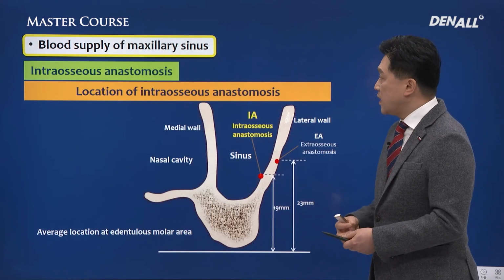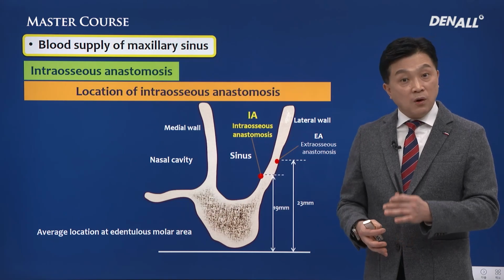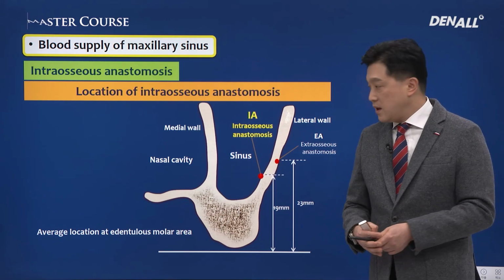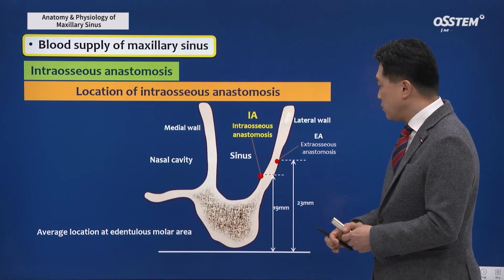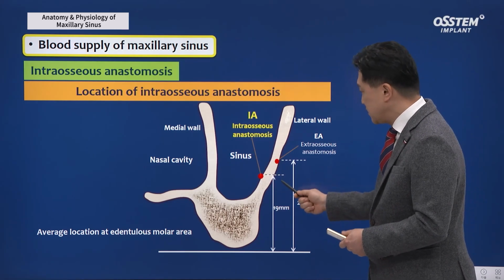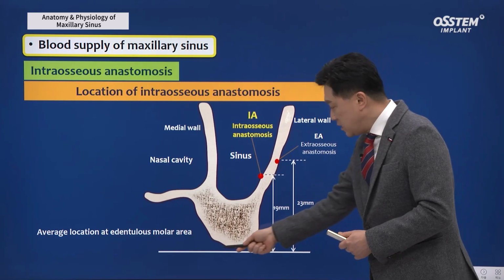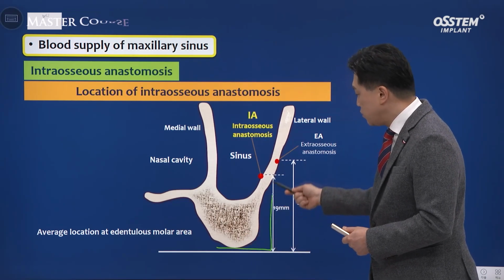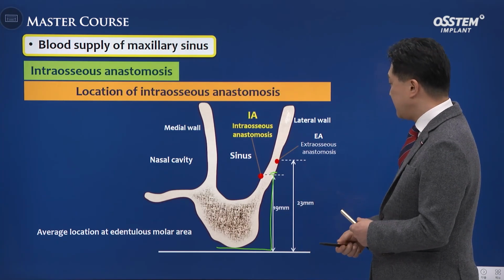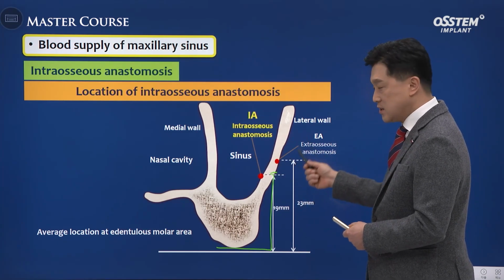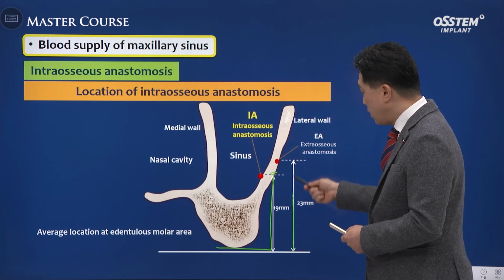Where is the intraosseous anastomosis artery? There's a lot of variation, but on average, it is 19 millimeters superior to the edentulous molar area. And the extraosseous anastomosis artery is 2 millimeters more superior.